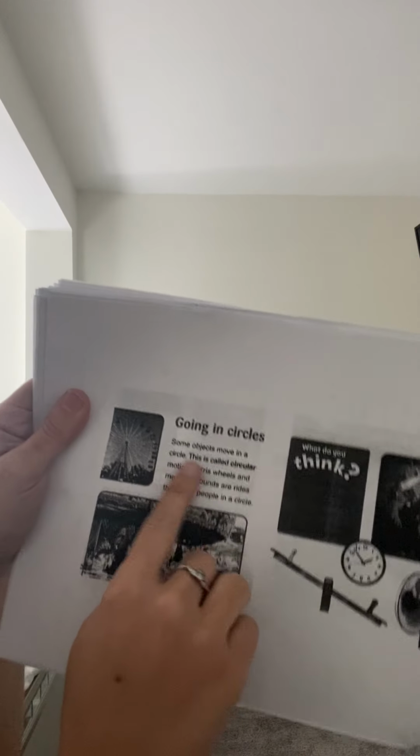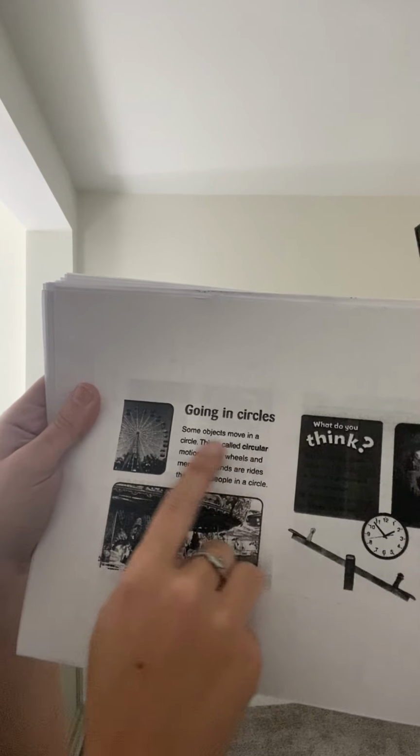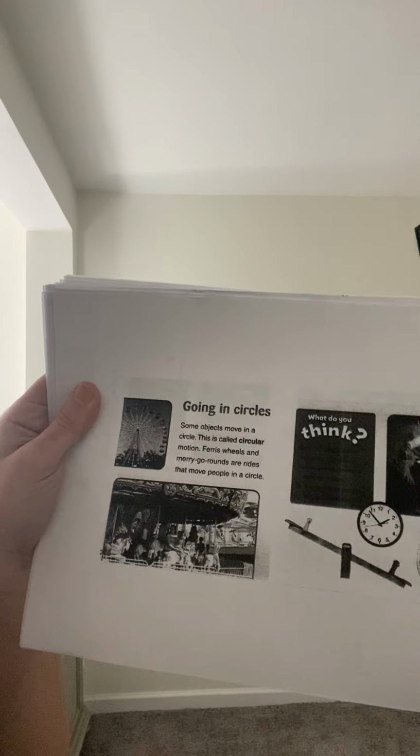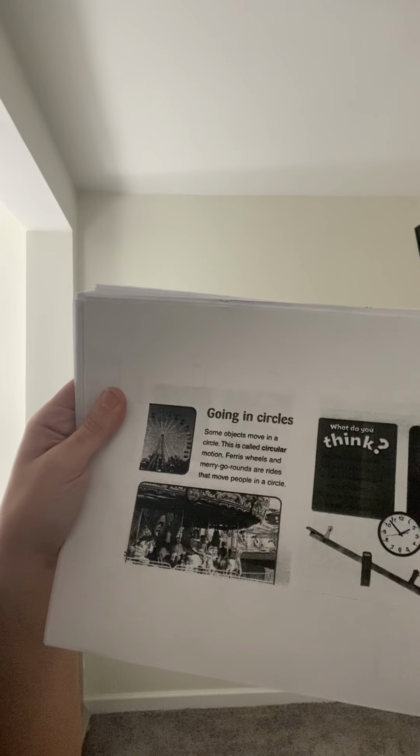And then the next one we're going to talk about is going in circles. So some objects move in a circle. This is called circular motion. Ferris wheels and merry-go-rounds are rides that move people in a circle. So think about that giant circle. Make your giant circle, yeah? And now think if you were going around the circle.